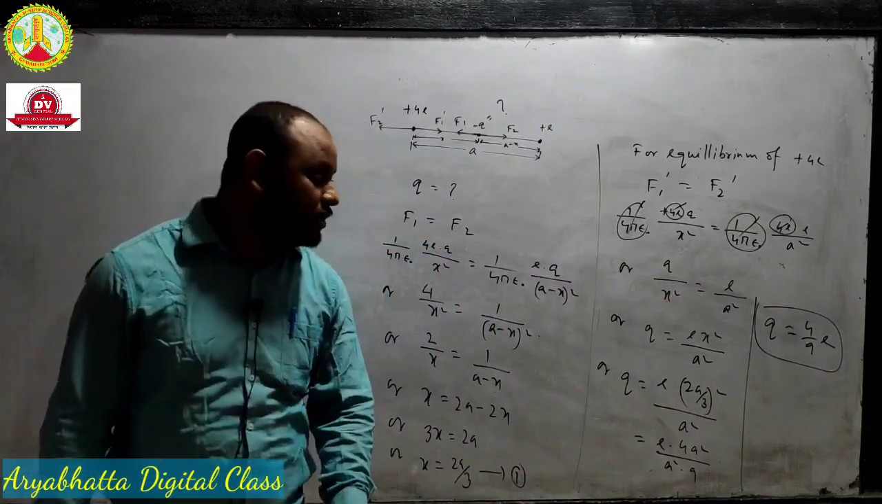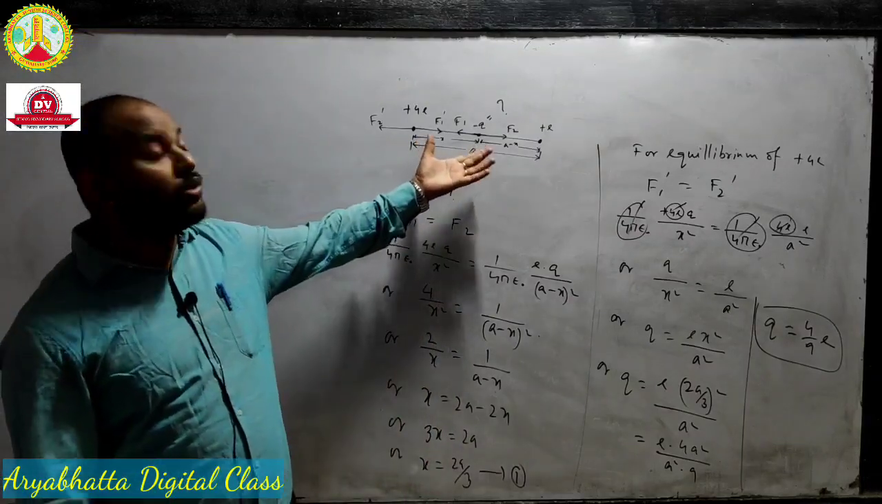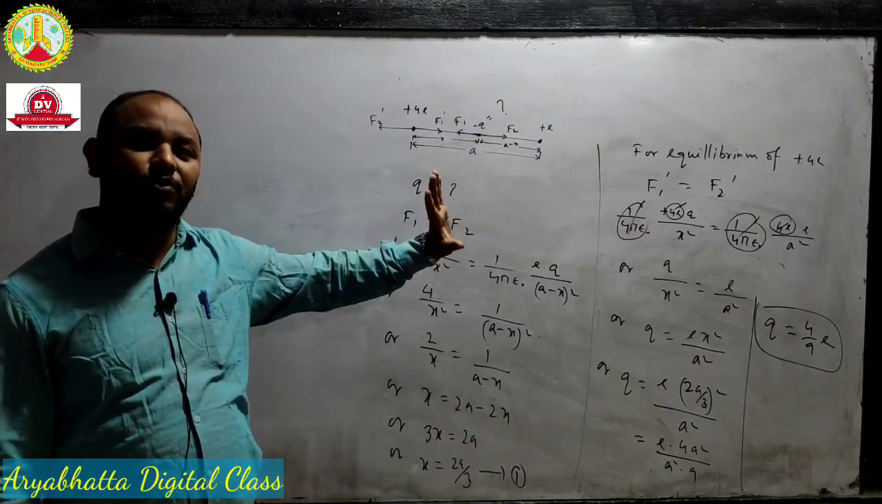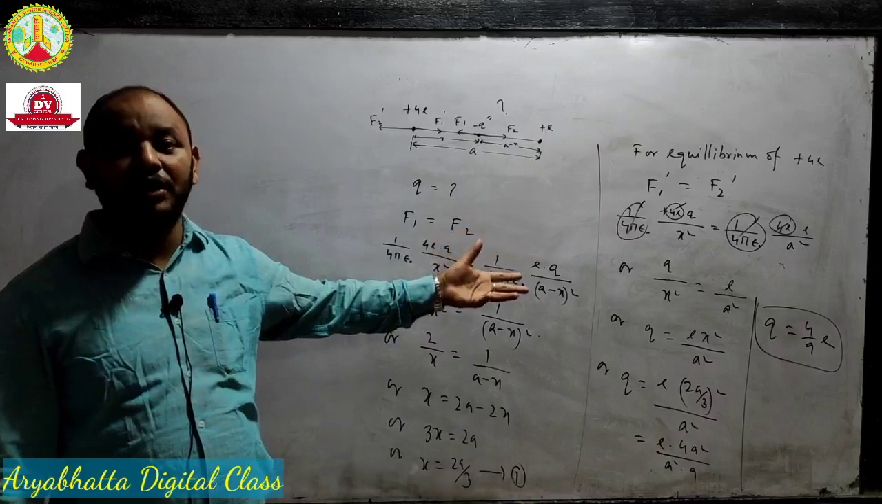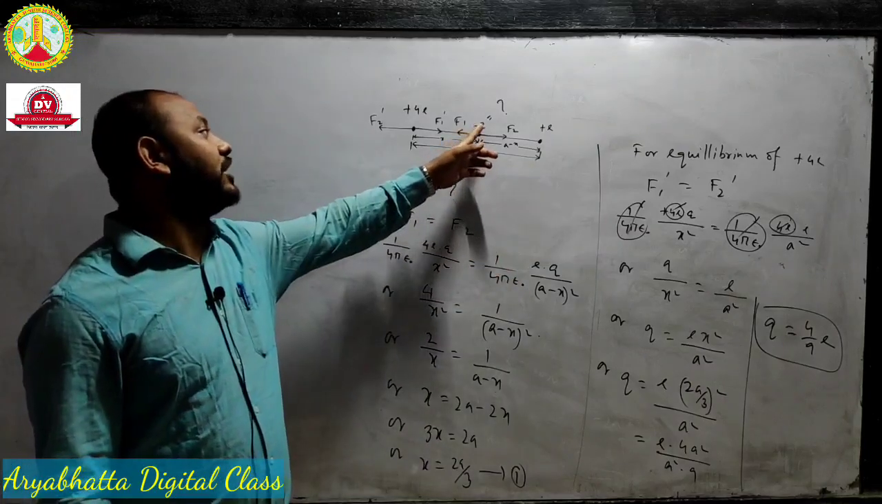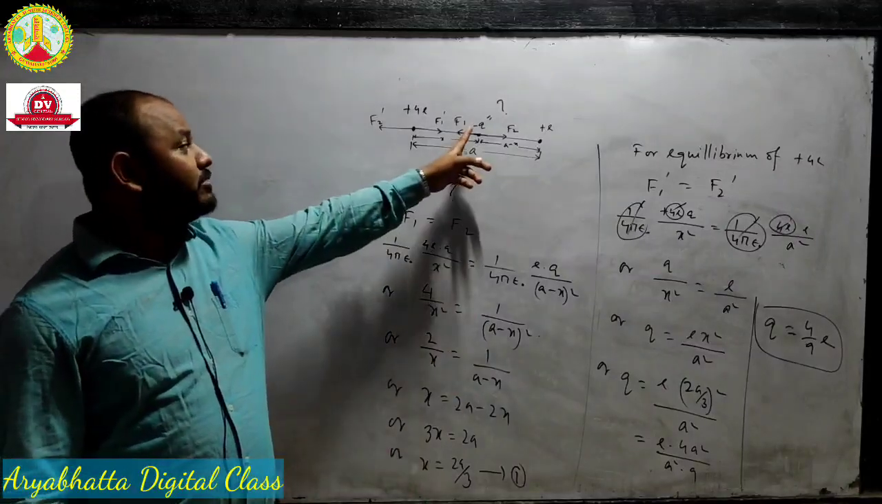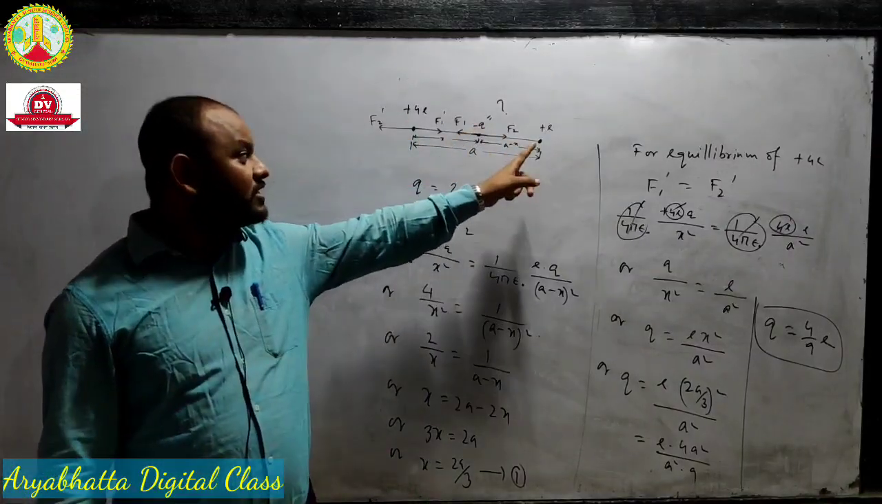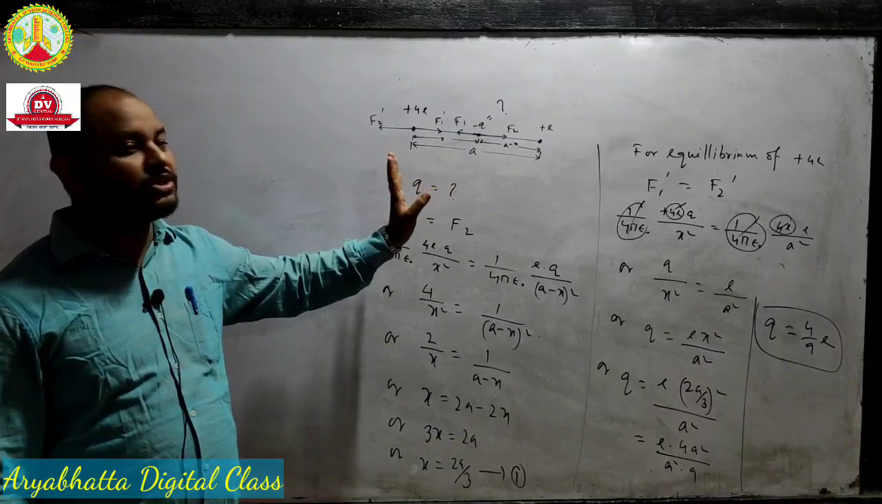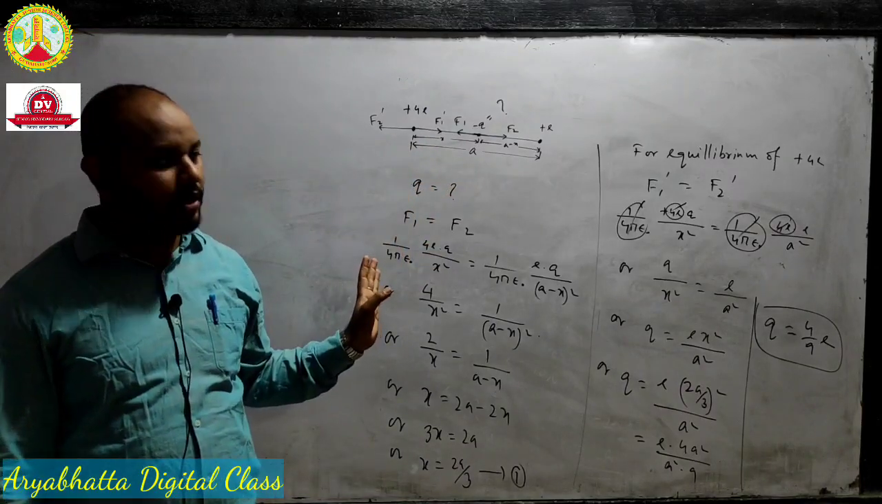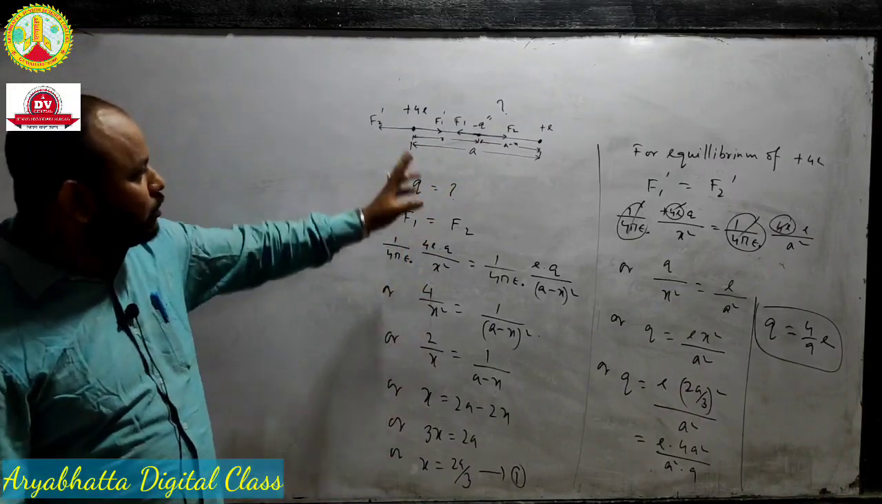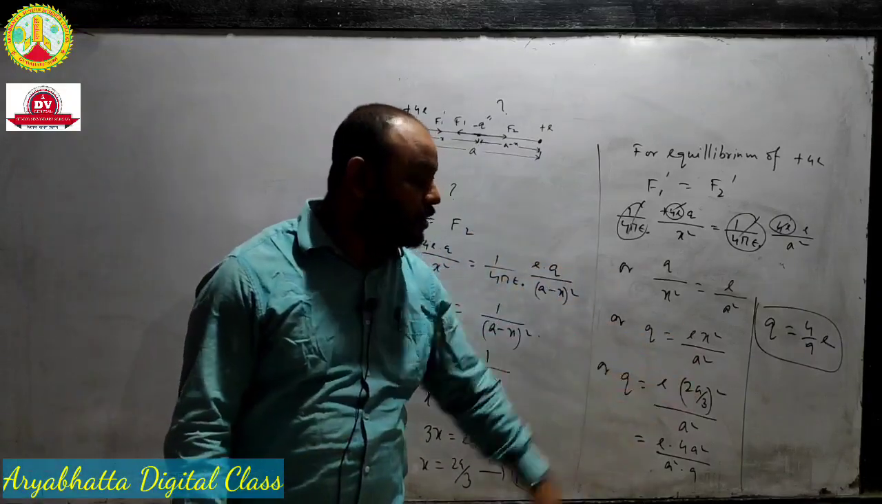If I ask you a question, what type of equilibrium will it be? It will be unstable equilibrium, because we have taken a negative charge between two positive charges. That is why it will be unstable equilibrium. So this is the answer. The magnitude of the charge is 4 by 9 into e.